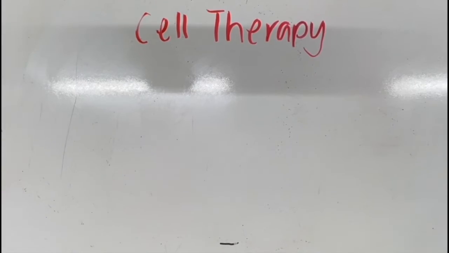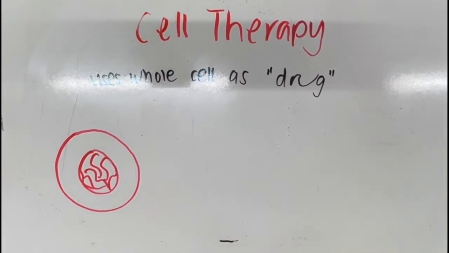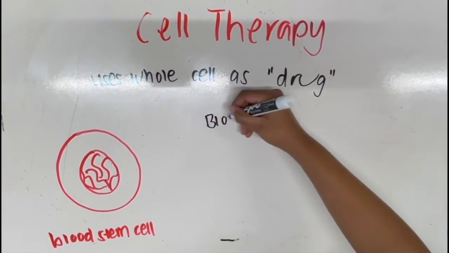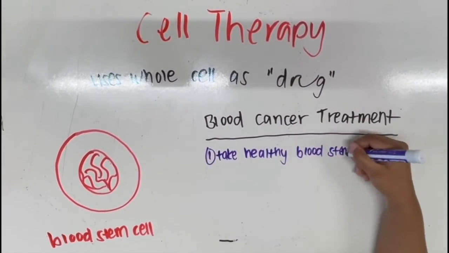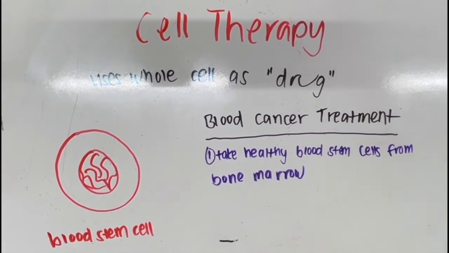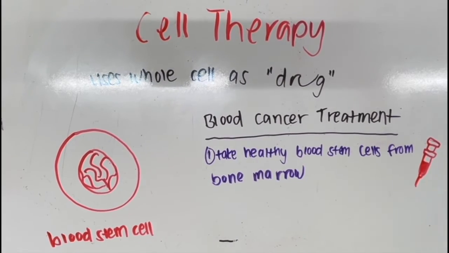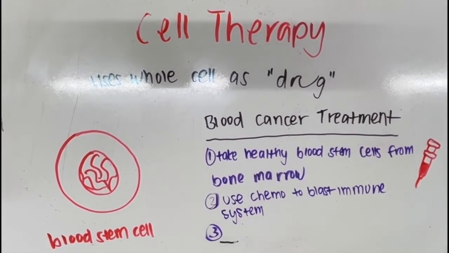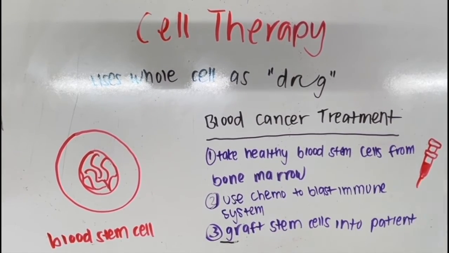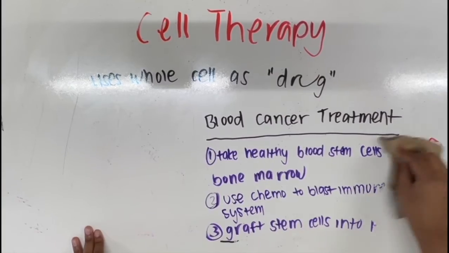Cell therapy consists of using a whole cell as a drug instead of small molecules or antibodies. In the last decade, hematopoietic stem cells, which are undifferentiated blood cells from bone marrow, have been commonly used. The standard procedure to treat blood cancer involves taking healthy blood stem cells from bone marrow for modification. Then, chemotherapy is used to blast the immune system, killing off all cancerous and healthy cells. The stem cells from the bone marrow sample are grafted into the patient to try and replenish the system.